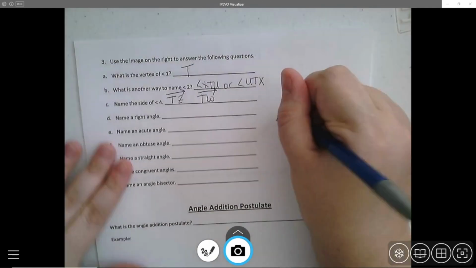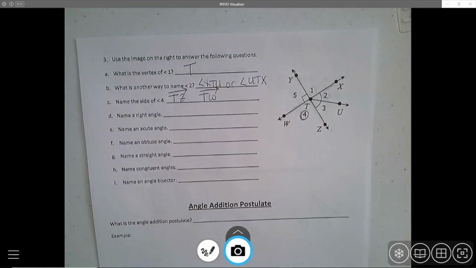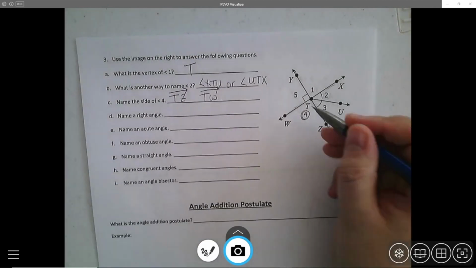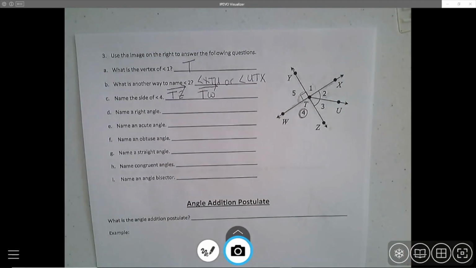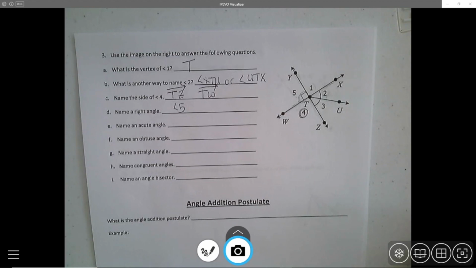Okay, now, the last ones want us just to name examples of some of the terminology we just went over. Name a right angle. Okay, right here I'm looking at this box. I can name it multiple ways. I'm going to name it angle 5. That is the number that is in between there. I can use it to name it that way.